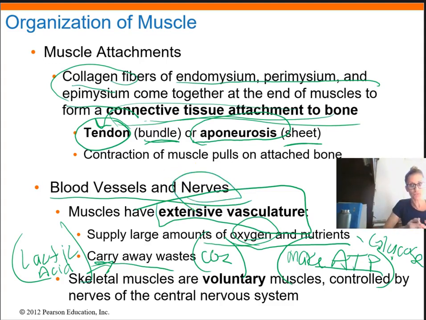Nerves are also present. There are quite a few nerves present in our skeletal muscle, because I told you that skeletal muscle is voluntary muscle, meaning that the muscle is controlled by nerves from the central nervous system, and the muscle only contracts when the nerve tells it to. So every single muscle fiber is connected to a nerve.